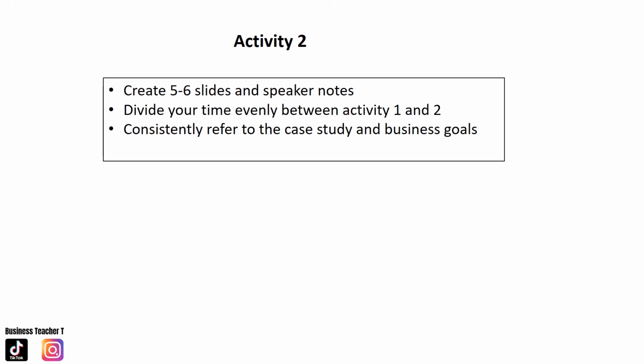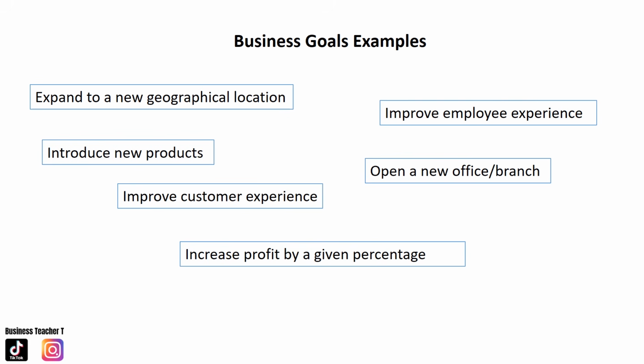You should consistently refer to the case study and the business goals. Within both Activity 1 and 2, you need to ensure that you make references to the business goals. You need to ensure that you do this consistently. Now, the business goals will differ dependent on the case study, so you'll need to find them within the case study and extract this information and make links to it where necessary.